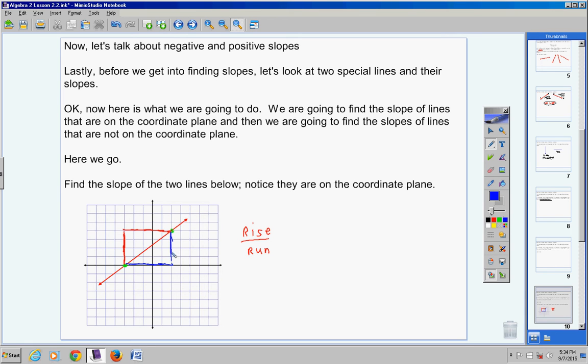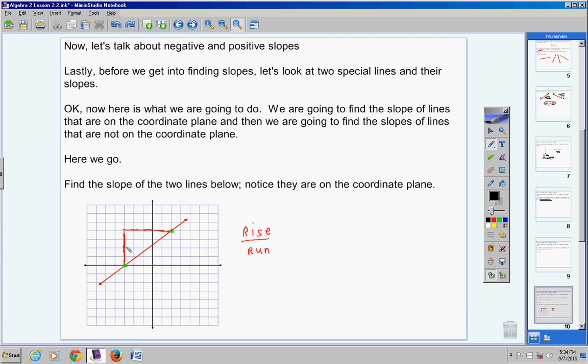But whatever you do, you better make sure your triangles are horizontal lines and vertical lines right here. You better go straight over and straight up, or straight up and straight over. Okay, I don't care which way you draw your triangle, but make sure you draw it right, okay? I'm going to use the red triangle just because I feel like it. No certain reason.